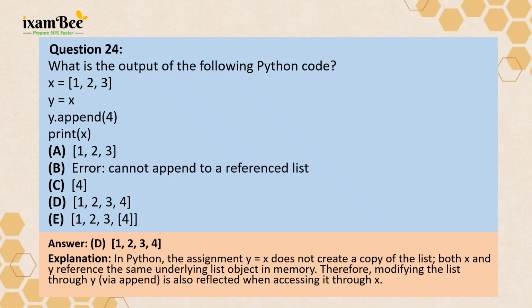This tests the very fundamental Python concept, how assignment actually works for mutable objects like lists. The line y equal to x does not create a new independent copy of the list. It simply makes y point to the exact same list object in memory that x already points to. So when we call y.append(4), we are modifying that one shared list object, and since x is pointing at that same object, printing x shows the change too. Hence the result is 1, 2, 3, 4 as a list, and the answer is D.